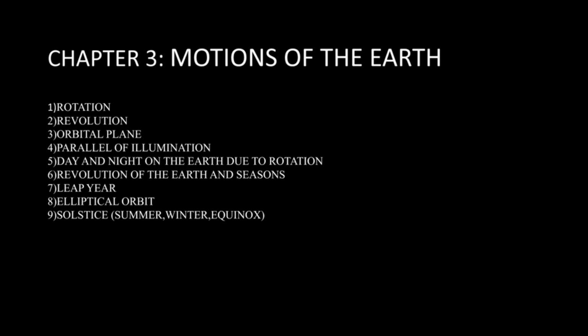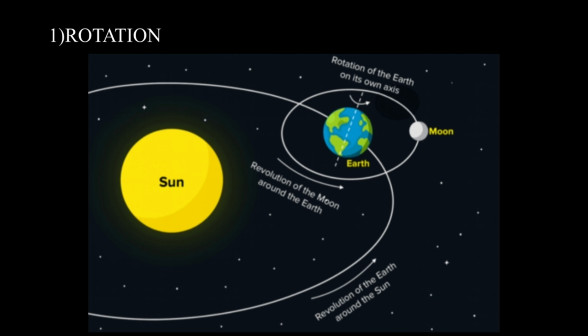Same thing I have written here. From chapter 3, motions of the earth, we get to learn about rotation, revolution, orbital plane, circle of illumination, that is circle of illumination, not parallel of illumination, day and night of the earth due to rotation, revolution of the earth and seasons, leap year, elliptical orbit, solstice, that is summer, winter and equinox. First one is rotation.